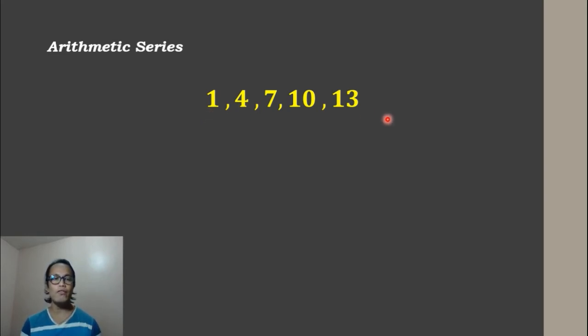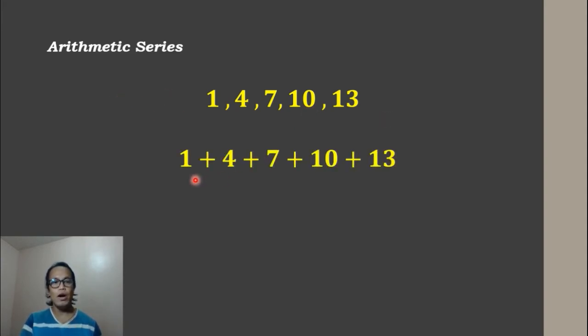That is called the common difference. So when we say an arithmetic series, it is the sum of all the terms in a given arithmetic sequence. If we are given this sequence, we can write this one as 1 plus 4 plus 7 plus 10 plus 13. So this is what we call the arithmetic series, and that is the sum of terms of an arithmetic sequence.